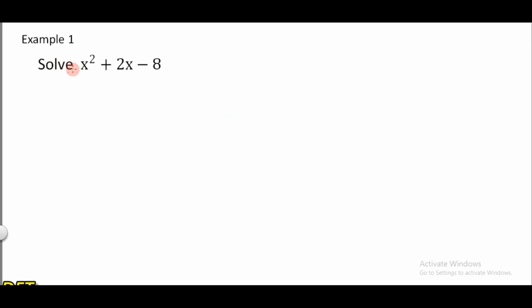So let's look at this example. Solve x squared plus 2x minus 8. When I see this equation and see that the highest power of the unknown variable is a square, I should know that this is a quadratic equation. So we're going to use the factorization method to solve it. Let's put our solution here. The equation is x squared plus 2x minus 8. This is the equation that we are given.